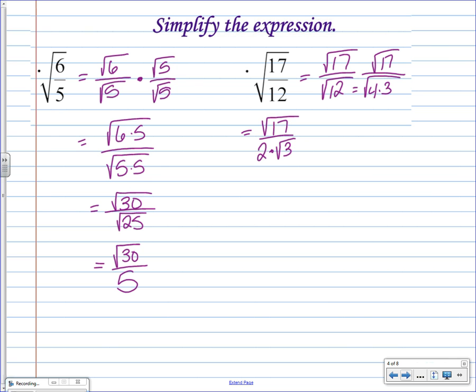Can't have a square root in my denominator, so I'm going to multiply by 1, the square root of 3 over the square root of 3. Awesome. And I get the square root of 17 times 3 over 2 times 3. Because the square root of 3 times the square root of 3 is 9, and the square root of 9 is 3. Okay? And 17 times 3 is 51 over the 6. Square root of 51 over 6 is my answer. Okay?